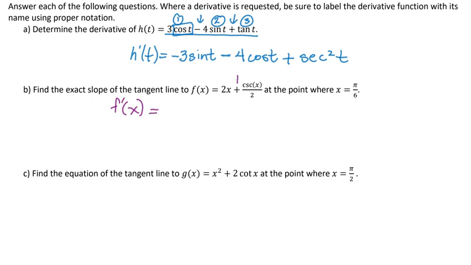So again here, the big operation is actually the addition. So I get to look first just at a 2x, and then I get to look just at cosecant x over 2. The derivative of 2x is just 2, so you can think about that as a linear function, y equals 2x, the slope is 2. Or you could think about that as a power rule. I drop the 1 down in front, I get 2 times 1x to the 0, which is just 2.